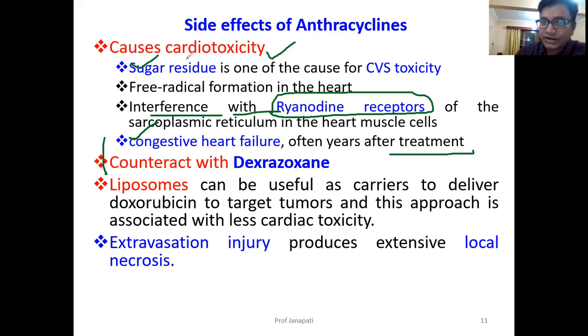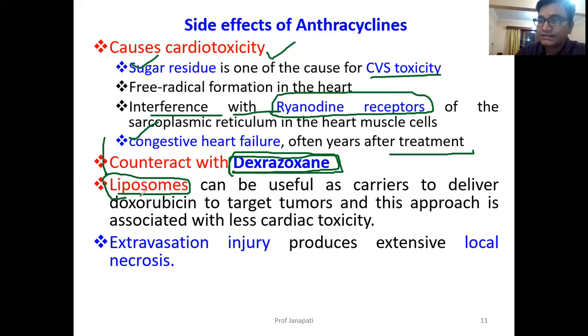How can you treat this cardiotoxicity? With the help of one drug, dexrazoxane. This is the drug. You can remember it like Michael Jackson. Dexrazoxane is the antidote to be given for anthracyclines. One more way to avoid cardiotoxicity is to make the drug in the form of liposomes. Then there is selective absorption by cancer cells, and there is no cardiovascular side effect.